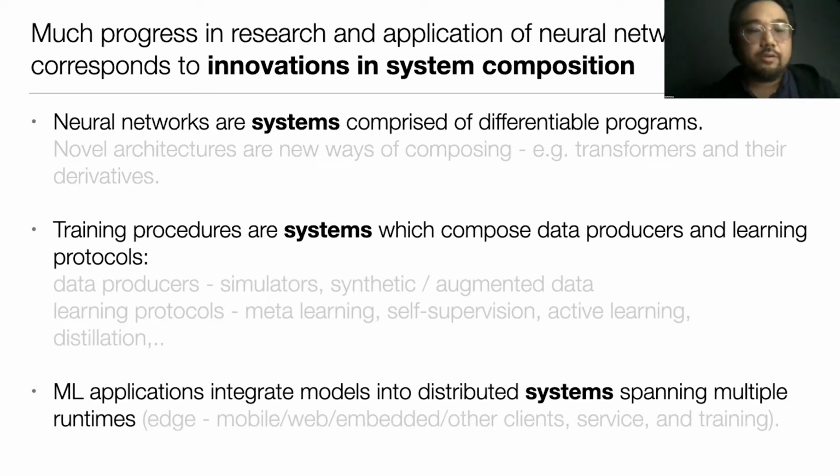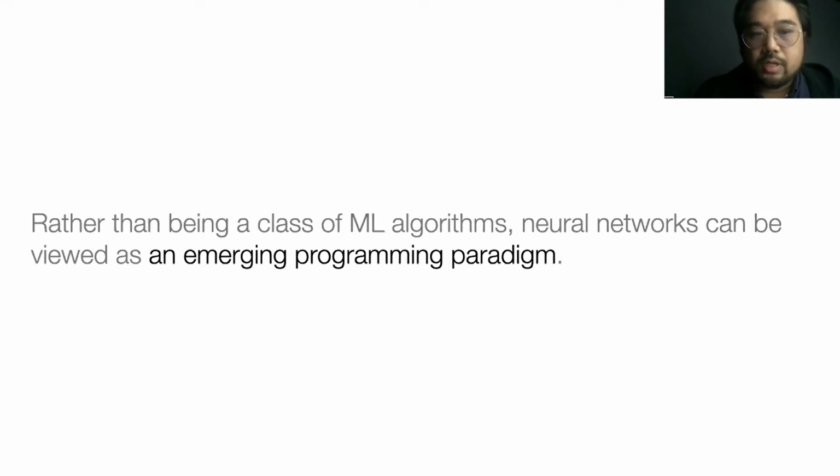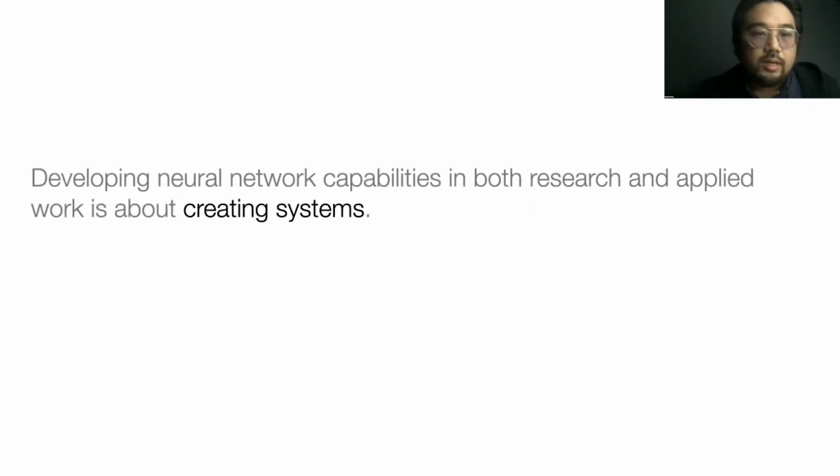So zooming back out from that original view of neural networks as one algorithm among multiple machine learning algorithms, we can shift our view to think about neural networks through the lens of an emerging programming paradigm, right? What we're doing on a day-to-day basis is building systems around this emerging programming paradigm of differentiable functional programming. A lot of where the innovation is coming from is through the ability to create systems, and by composing systems in different ways, we arrive at new results, new kinds of models.